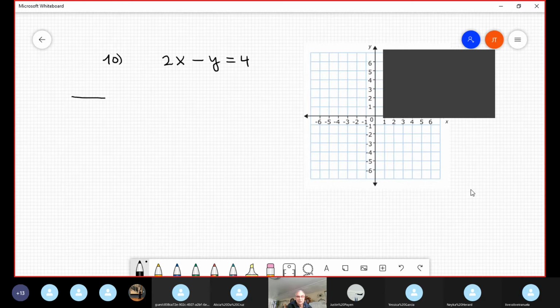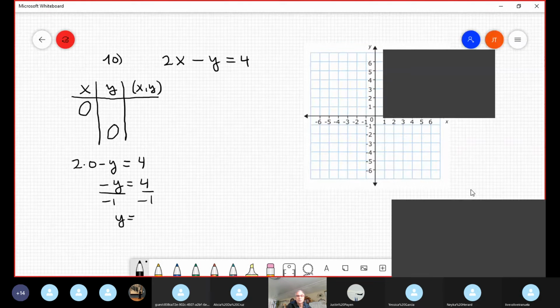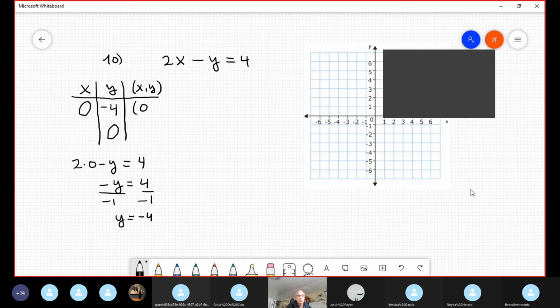You are doing this chart, this table, that contains 3 columns, x, y, and x, comma, y. You put 0, and you put 0 always, because we are talking about intercepting. So x is 0: 2 times 0 minus y equal 4. 2 times 0 is 0, is nothing. Minus y equal 4, divided by -1 both sides. Y is -4. And the point is 0, -4.